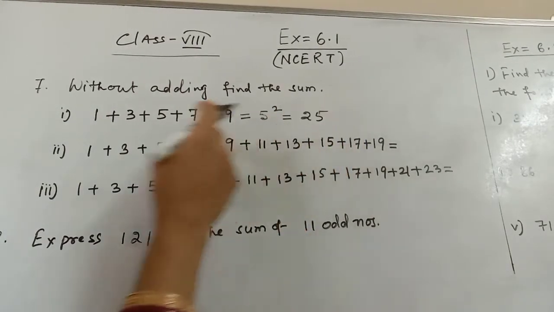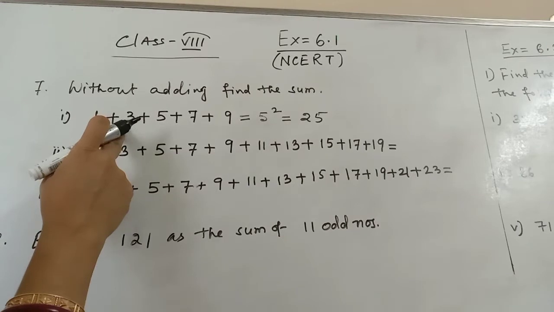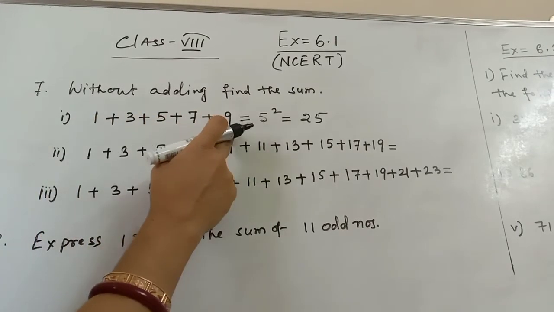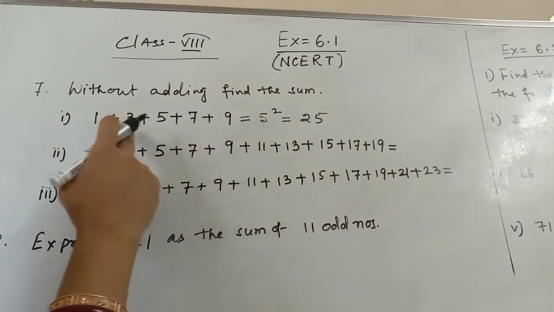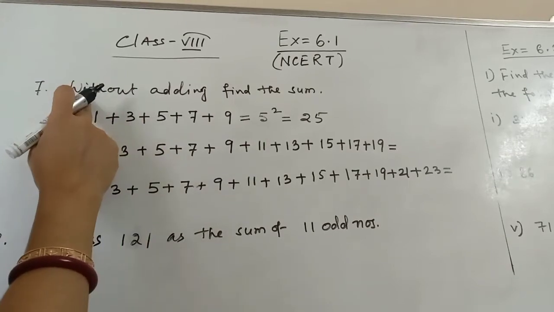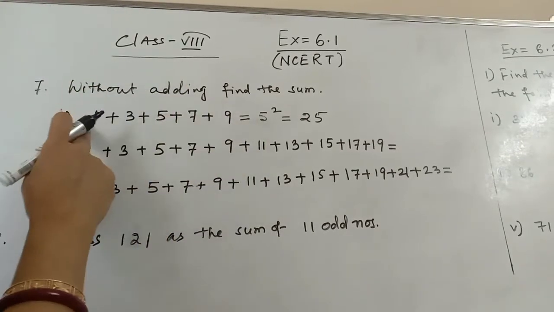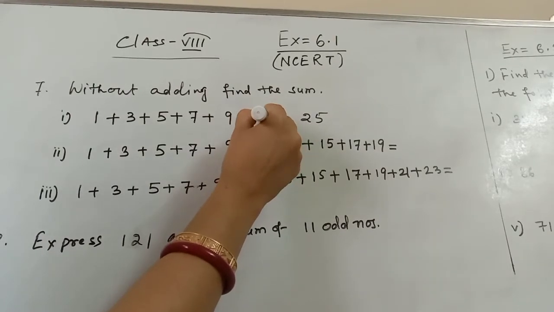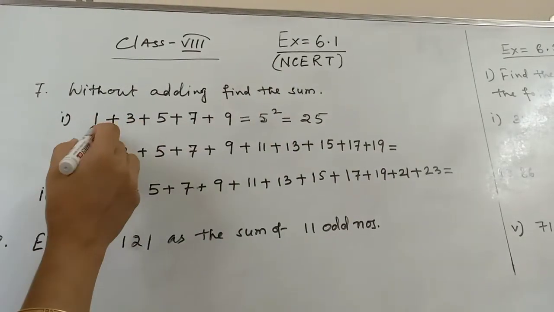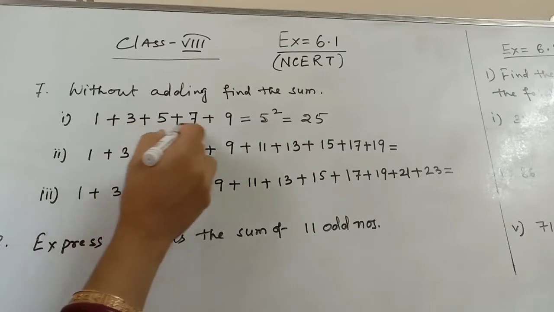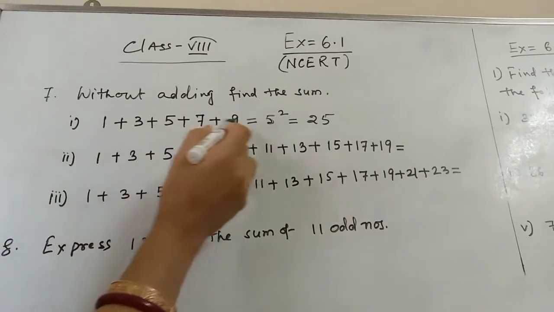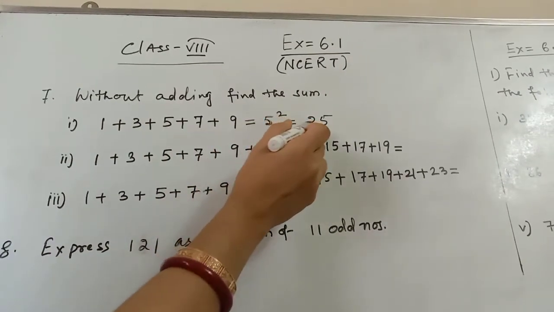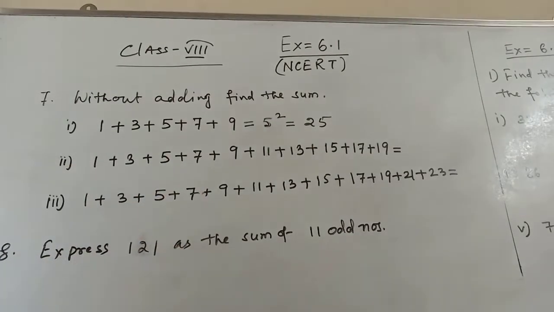You can do verification also. 1 plus 3, 4. 4 plus 5, 9. 9 plus 9, 18. 18 plus 7, 25. As the question is without adding, this is only for verification, to see whether it is correct or not. How have we done it? The consecutive odd numbers are 5, so it is 5 square, that is 25.